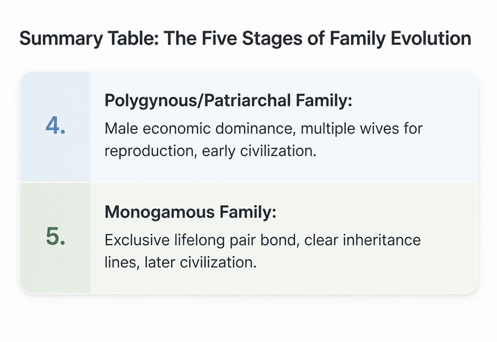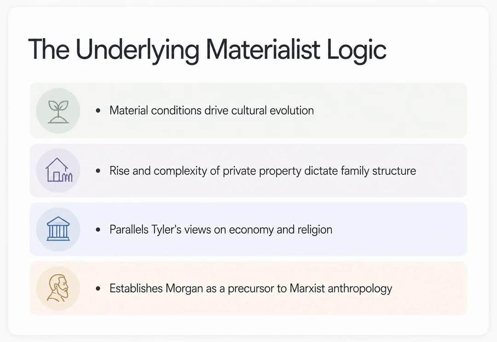Finally, the monogamous family, representing the most advanced stage. It establishes an exclusive, lifelong pair bond, ensuring clear lines of inheritance, and is prevalent in the later stages of civilization. Stepping back from the specific stages, we can see the underlying theoretical logic running through Morgan's framework.